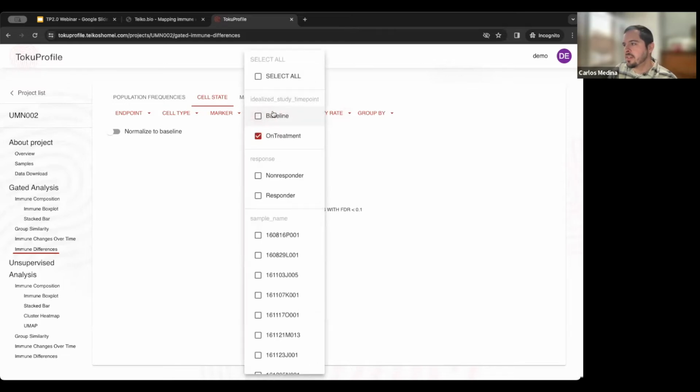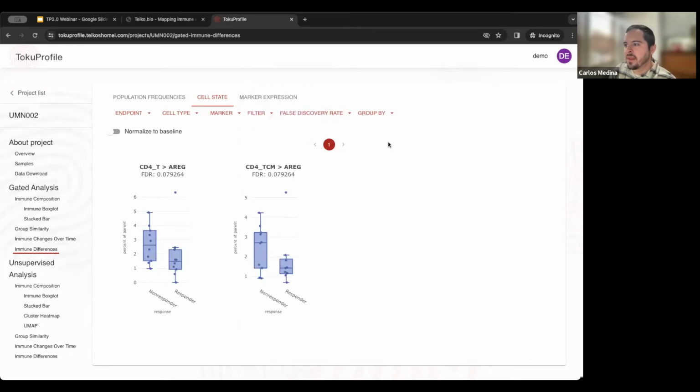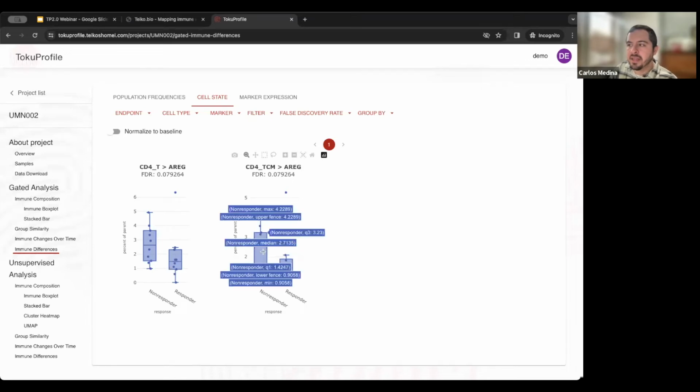And so what if we look at baseline? If we switch to baseline, we can see 1 trending result or 2 trending results in the CD4 compartment. And that's the frequency of AREG expressing CD4 T central memory cells being higher in non-responders. We also see that for the larger and broader CD4 T cell group. So this gets to the second part of the first question, which is looking at the frequency of AREG and ST2 expressing subsets. And this seems to be higher at baseline.